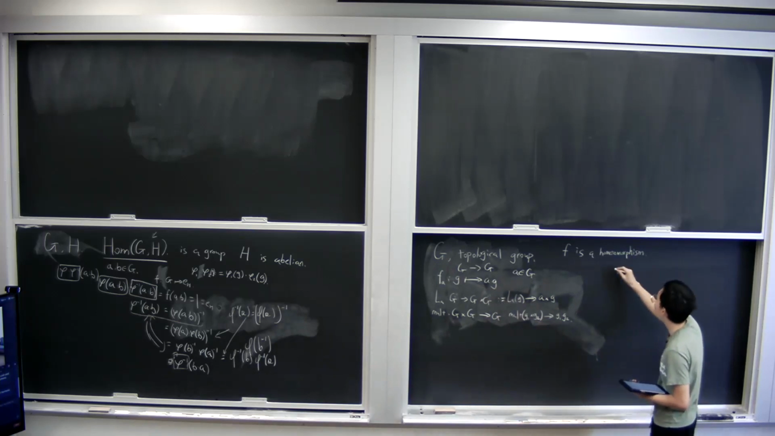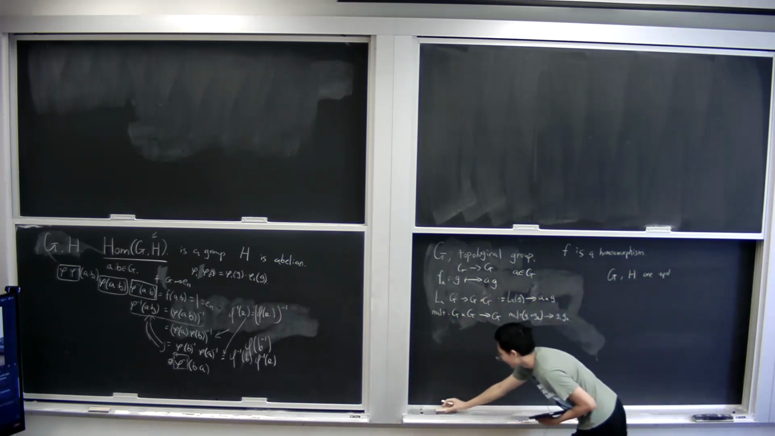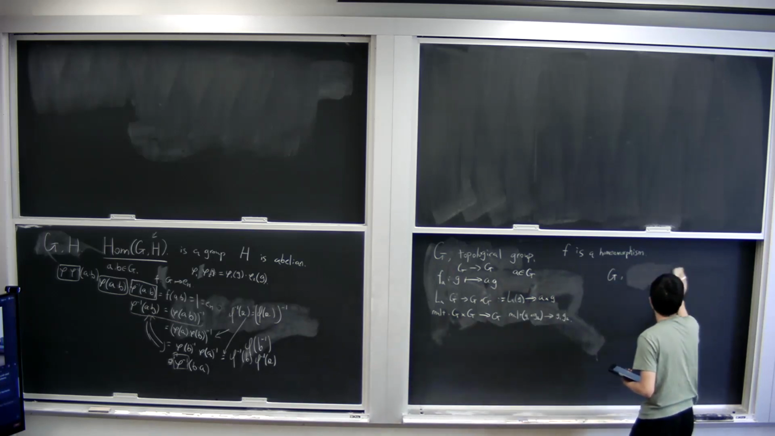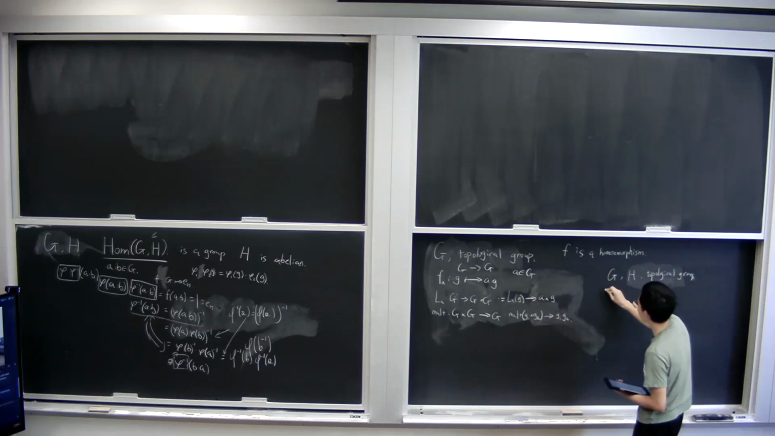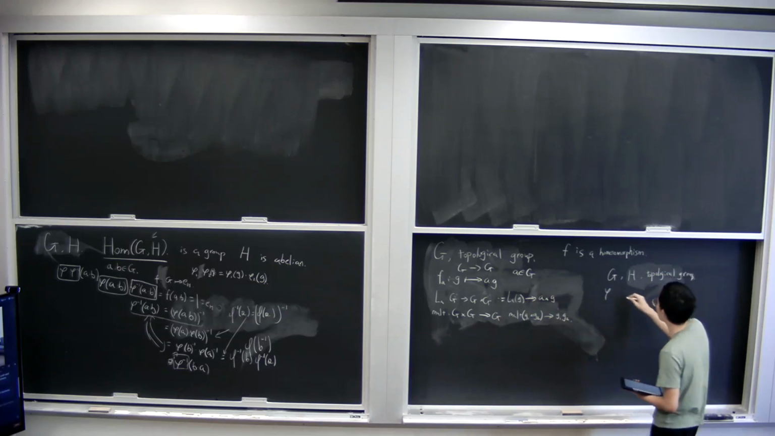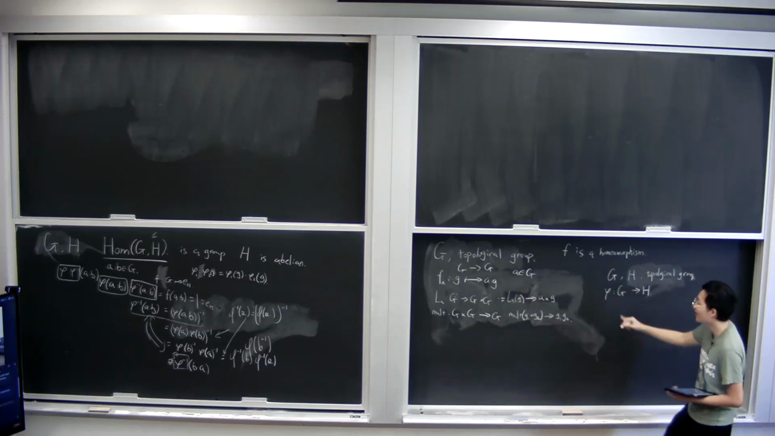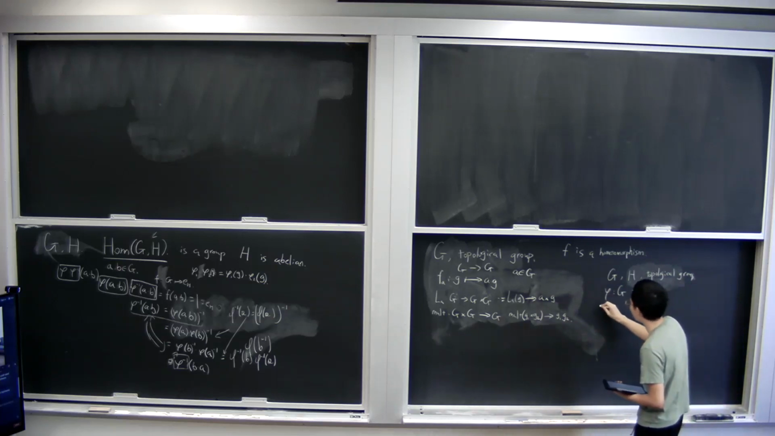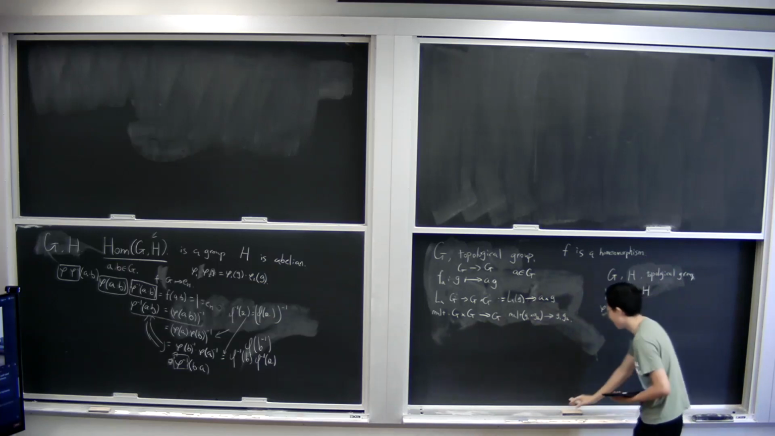For example, if G and H are topological groups, and phi is a homomorphism from group G to H, then to show that it's continuous, we only have to show that it is continuous at one point.